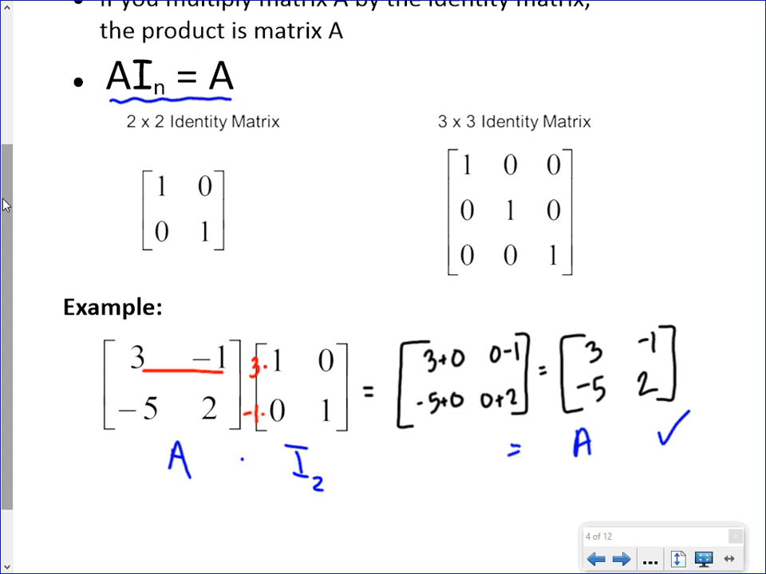Okay. Now, the identity matrix is an important concept to understand, that the identity matrix multiplied by any other matrix is going to give you that same matrix, because then we can use the inverse to help us solve systems of equations. So now I'm going to talk really quickly about inverse matrices and what we're dealing with here.